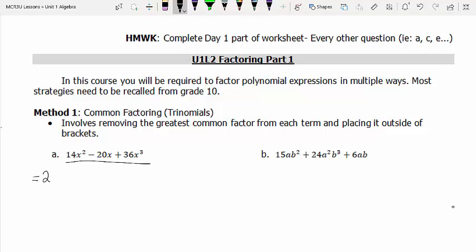Now let's look at the variables. One's got an x squared, one's got an x, and one's got an x cubed. The thing that is common between each of those three terms is just 1x. They all have at least 1x. So there is the second part of my greatest common factor. Now we need to write out what is left after we take out or divide each term by 2x.